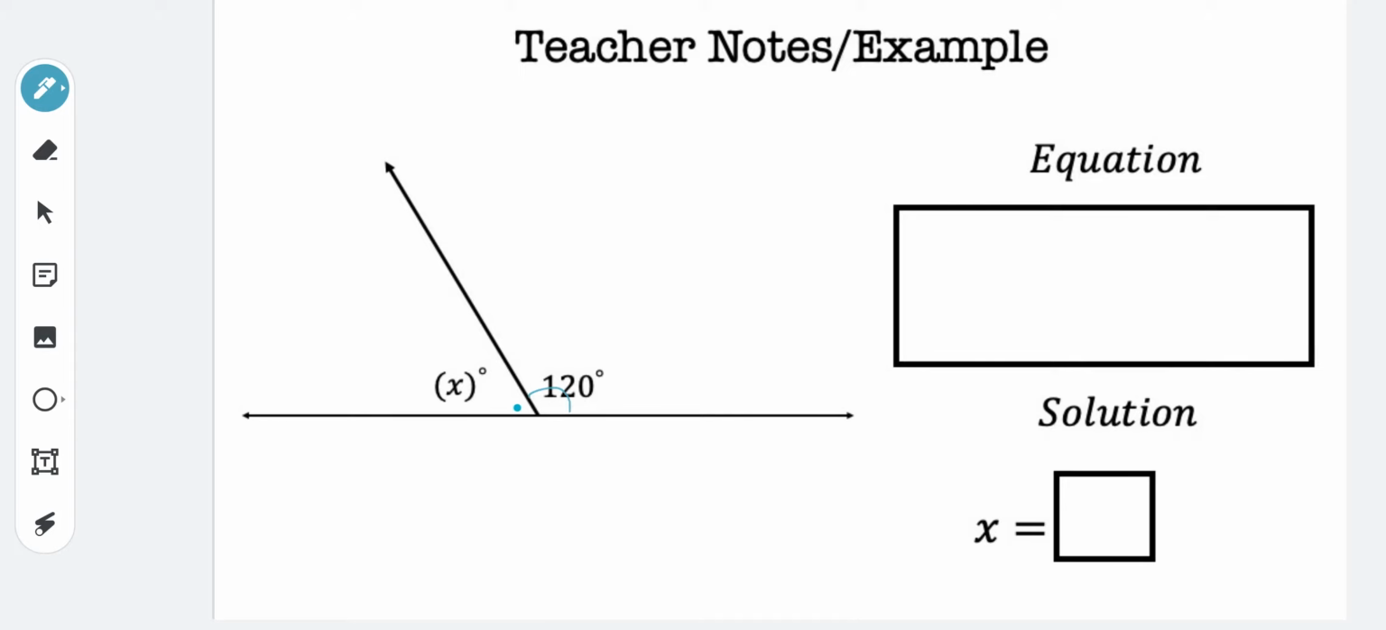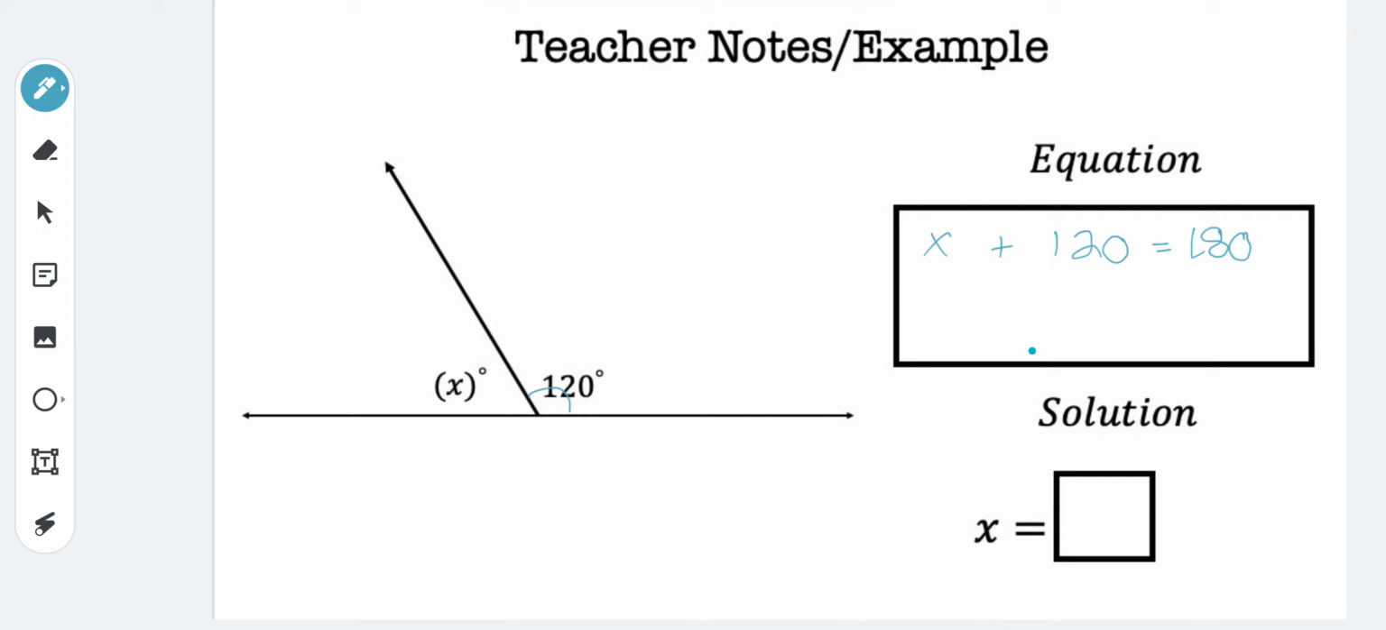the unknown. But because these two angles are supplementary, we know that they add up to 180 degrees, so that means x plus 120 is going to equal 180. So that's going to be our equation. So it's going to be x plus 120 is going to equal 180. Right there in that box for me.